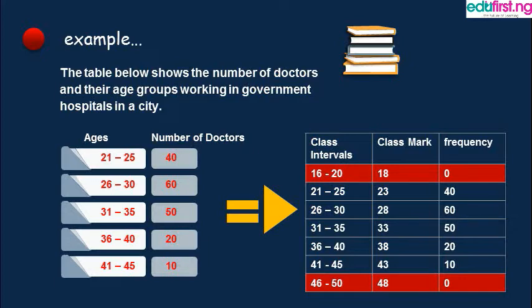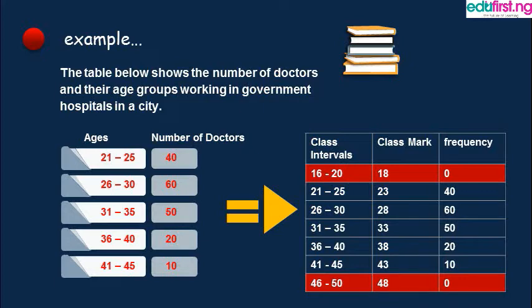Now, I want you to take proper note of the red shaded region in our table. Remember, we have to add an extra class interval at the beginning of the given table and at the end of the given table. This is very important. It's a rule that you have to follow when plotting a frequency polygon. This new class interval must have a frequency of 0. So you've noticed I added a class of 16 to 20 and the frequency is 0. Same thing, I added a class of 46 to 50 and the frequency is 0.